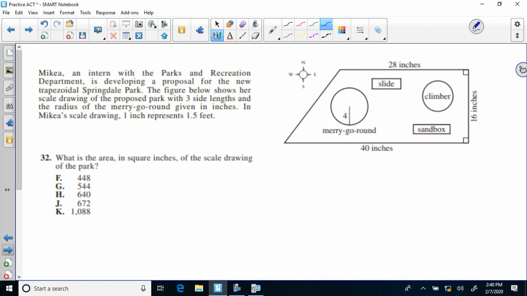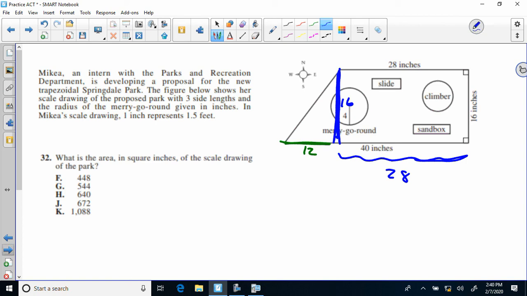And so if I'm going to do the area of the park, I'm going to drop an altitude down right here. And I would know that this length is 28 because at the very top it was 28. If the whole bottom of my trapezoid is 40, I would do 40 minus 28, which gives me that this green part over here was 12, because 28 and 12 is 40 inches. I also know my height right here. My height, this blue altitude that I drew in, is 16 because the other side of that rectangle is 16.